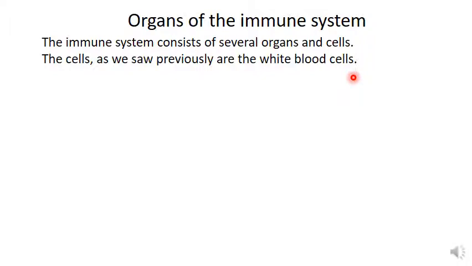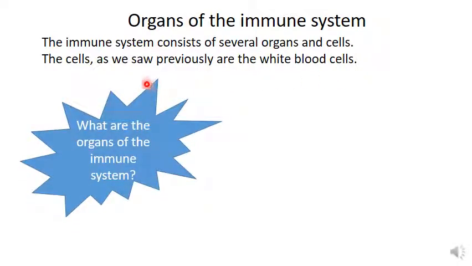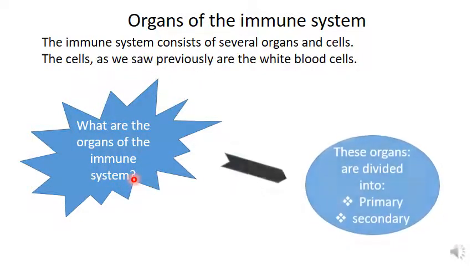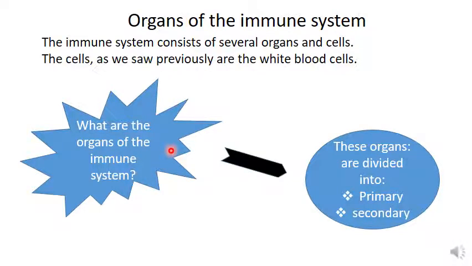Okay, now, what are the organs of the immune system? These organs are divided into two groups. The first group, we call them primary lymphoid organs, and the second group, secondary lymphoid organs.